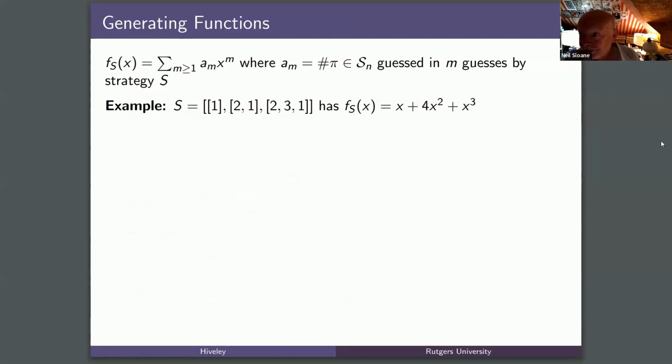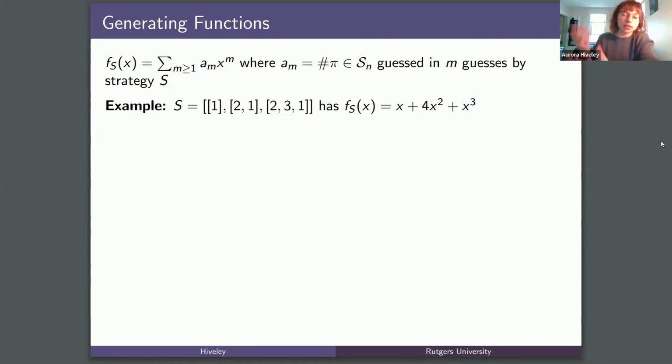So another thing that we can do to measure the performance of a strategy or analyze it is to encode it with a generating function. The way that we'll do that is we'll encode f sub s, which is the generating function for a strategy s, as follows, where a coefficient a sub m is going to be the number of permutations of length n, where again, n is also the length of my strategy, so I'm going to fix some n across the board here. And a sub m is the number of permutations out of S sub n that are guessed in m many guesses by strategy s. And we say exactly m, not at least m, but exactly m.